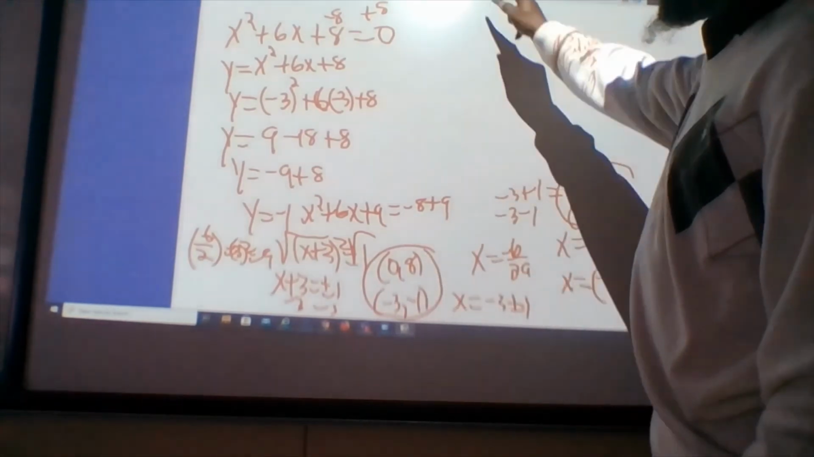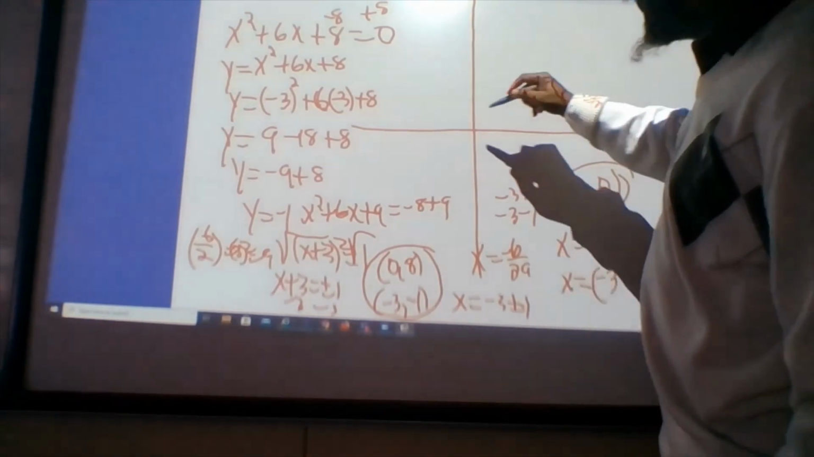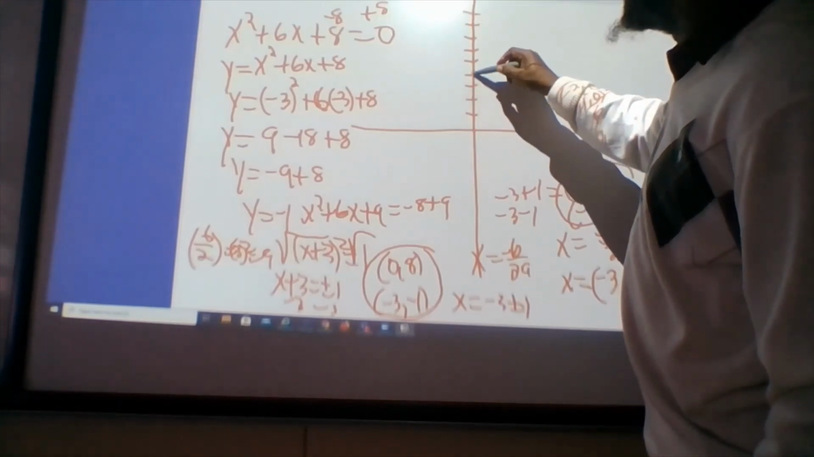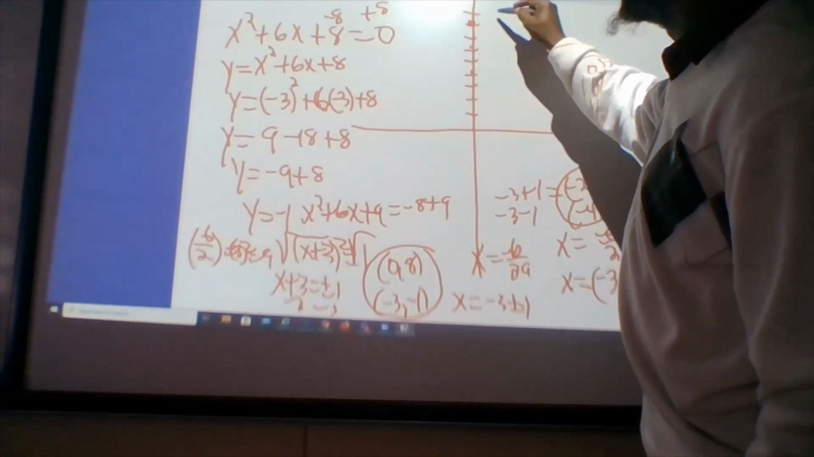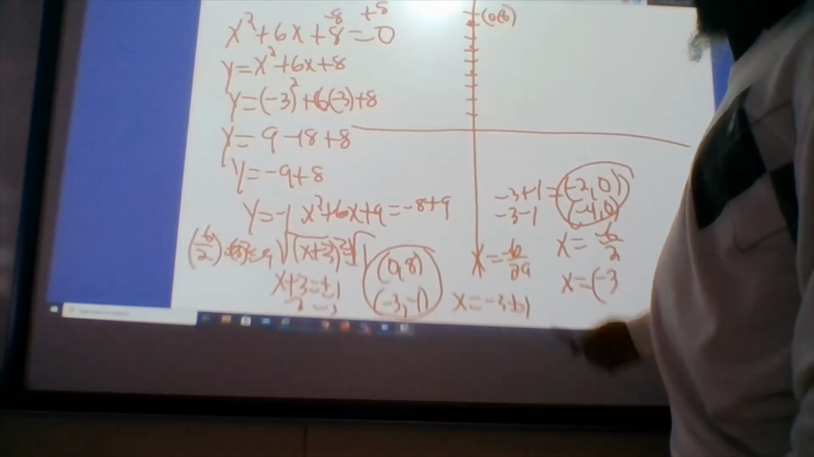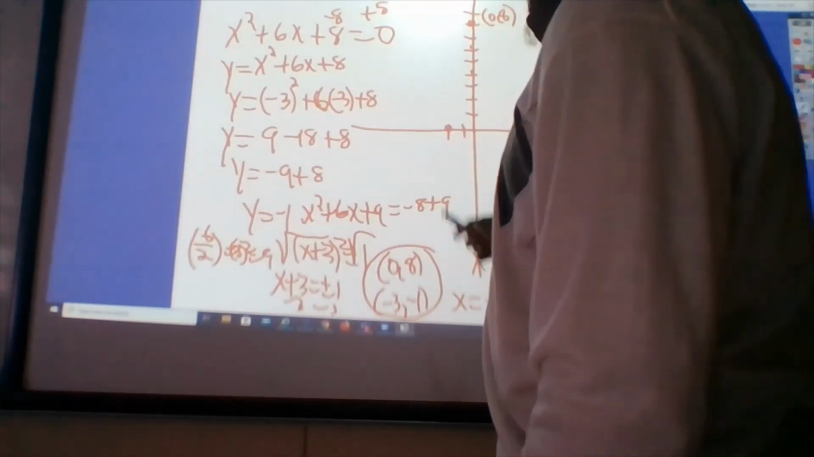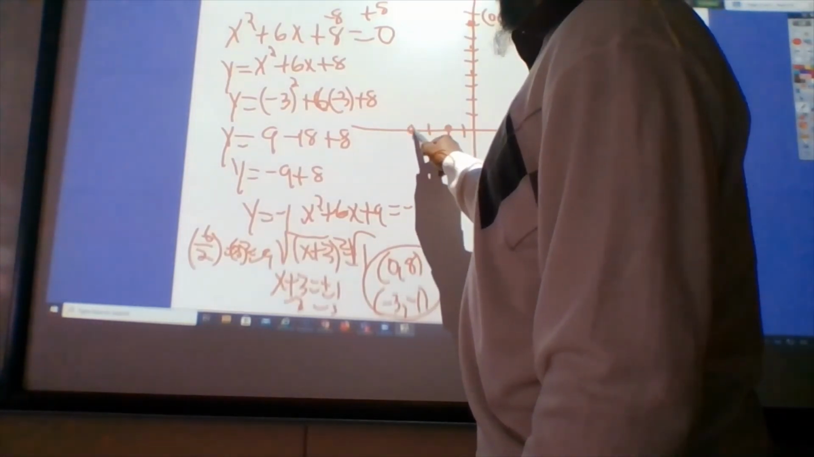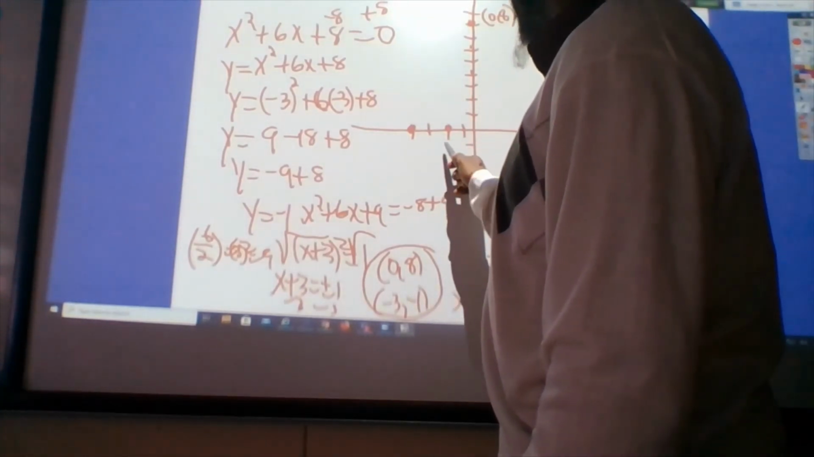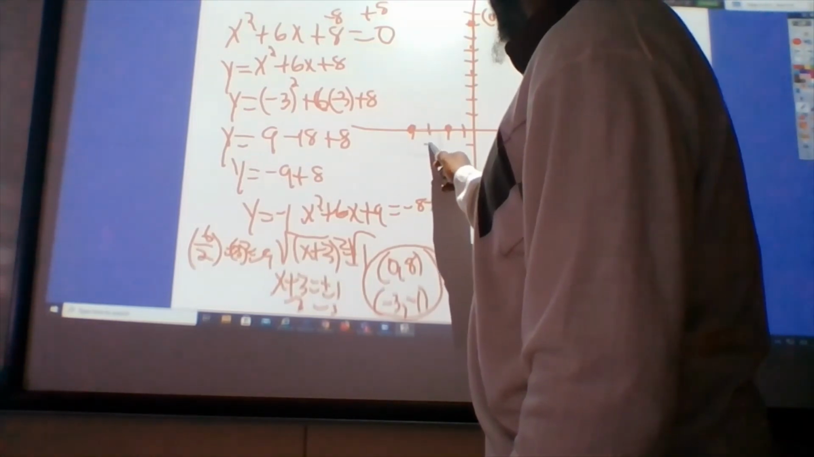Then I can go put it on the graph for the fun of it. All right, (0, 8). I have to go 8 units up, if I can count to 8. So that will be 2, 4, 6, 8. That will be (0, 8). All right, (negative 2, 0). That will be 1, 2. That will be (negative 2, 0). (Negative 4, 0), that will be 1, 2. That will be (negative 4, 0). And my vertex, (negative 3, negative 1).